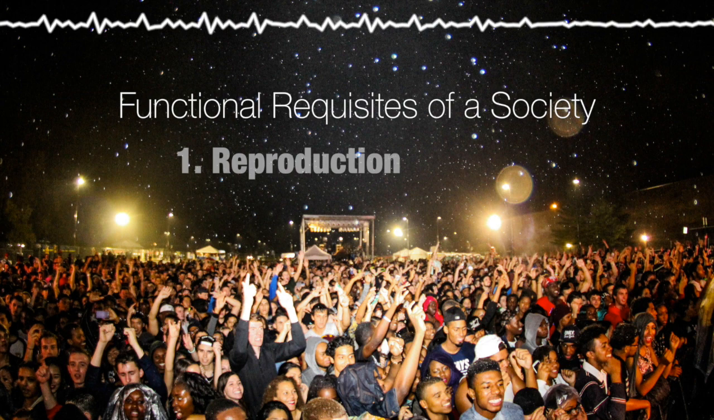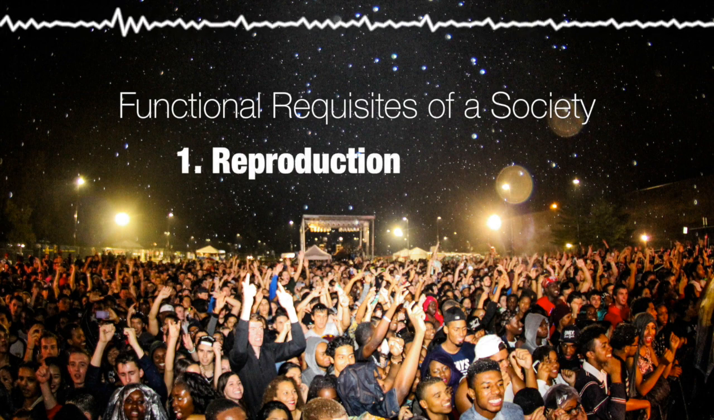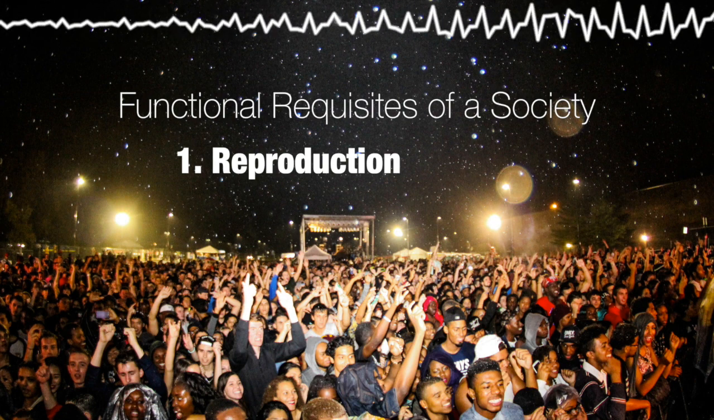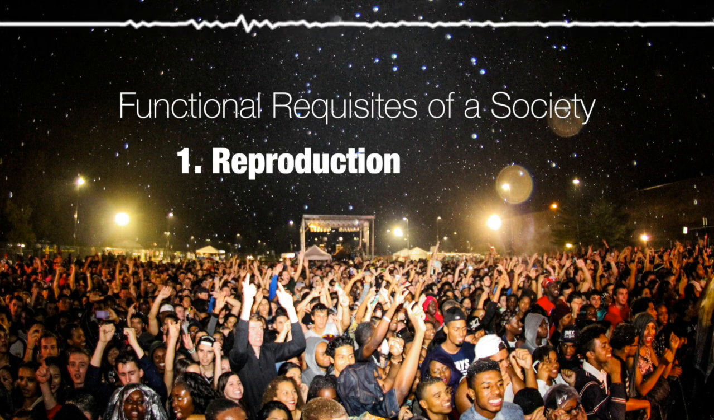The first one is reproduction. You can think of this as replacing members of society or creating new members in a society. So inevitably people are going to die out in a society. The society has to reproduce and create new members if it's going to be successful and last for any duration of time. This one's pretty obvious. If they're not reproducing, then eventually the society will die off when its last members die off.